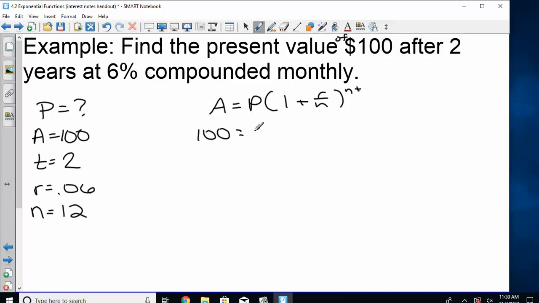So A is 100, P times 1 plus R, which is 0.06, over N, which is 12, to the 12 times 2 power. Okay, you could break this into pieces. I'm just going to put it all in the calculator at once. I'm just going to do 100 divided by 5.